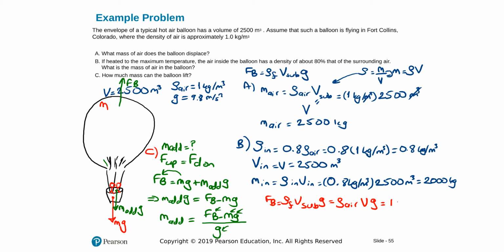Rho air will be, of course, the outside air, 1 kilogram per meter cubed. Not the air inside here, right? That's part of the balloon. Times the submerged volume, the whole volume of the balloon, and g is 9.8 meters per second squared here. And this will give me an F buoyancy of 24,500 Newton. So insert all these in here.